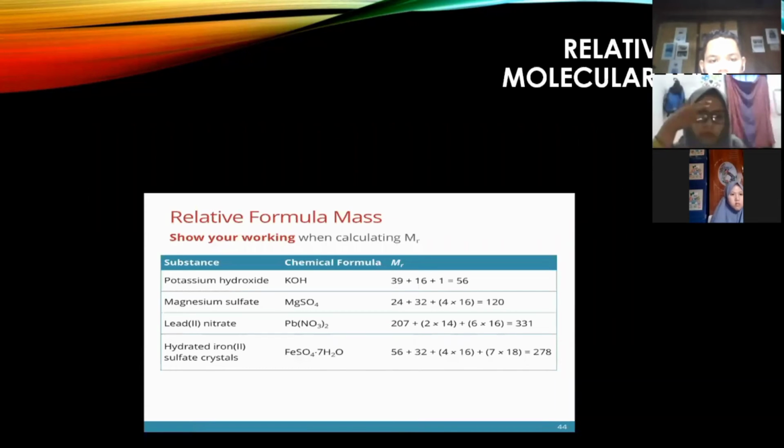Okay, next example, iron 2 sulfate crystals. You would see this formula before when we learned the chapter on salts. So this is called the water of crystallization, and is added behind the formula of the ionic compound with a dot here. This dot simply represents a plus. So we have to add 7 water molecules behind. So from the front, 56 for iron, 32 for sulfur, 4 oxygen, plus 7 water molecules. And the answer is 278.